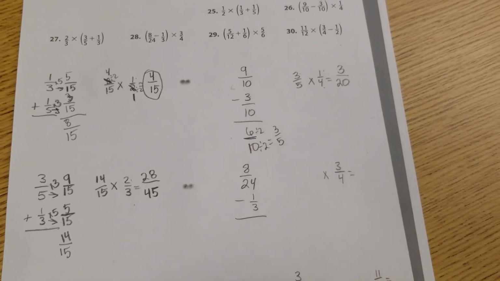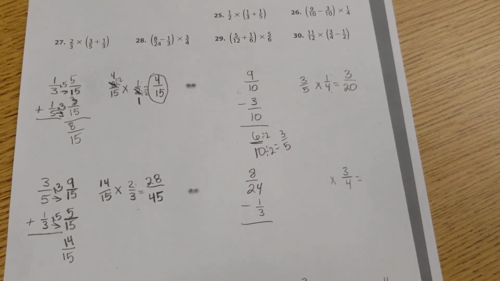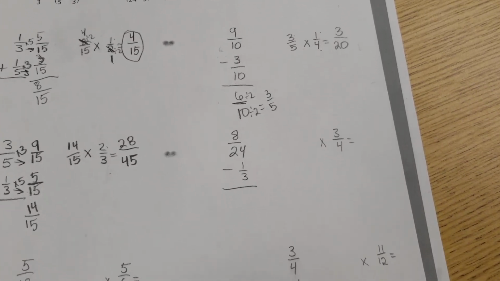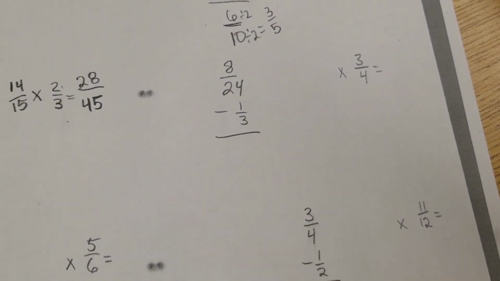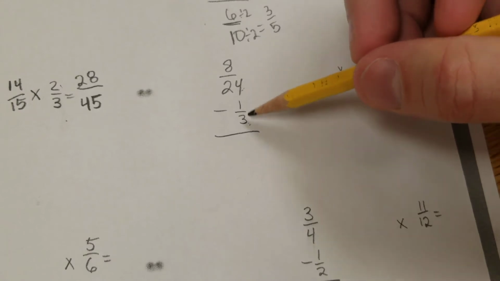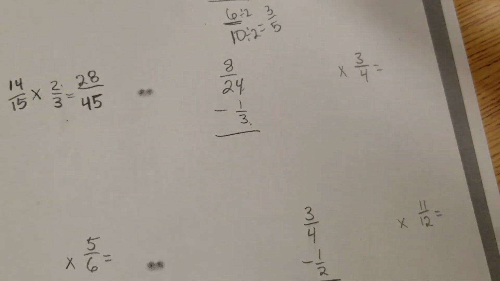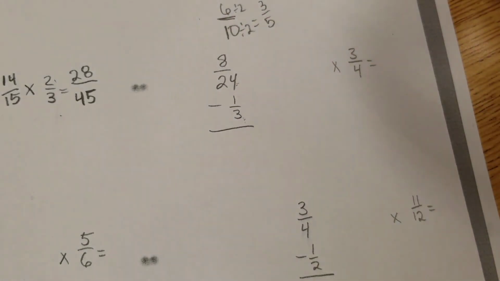Our next one is number 28. We have 8 2/4 minus 1/3 times 3/4. Well, looking at this is a weird one. You can do it one of two ways. You can find the LCM of 3 and 24, which is 24, and you can change it that way. But I just happen to see that 8 and 24 are both divisible by 8. I could simplify that fraction.